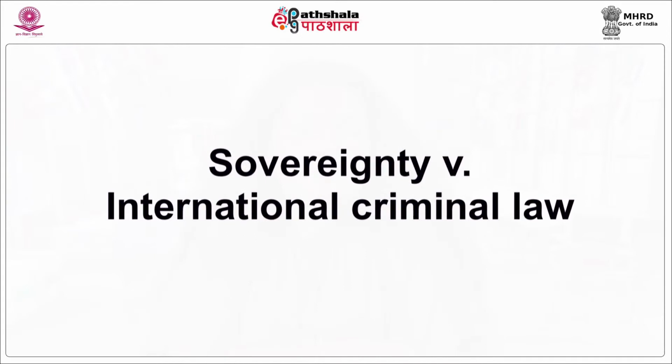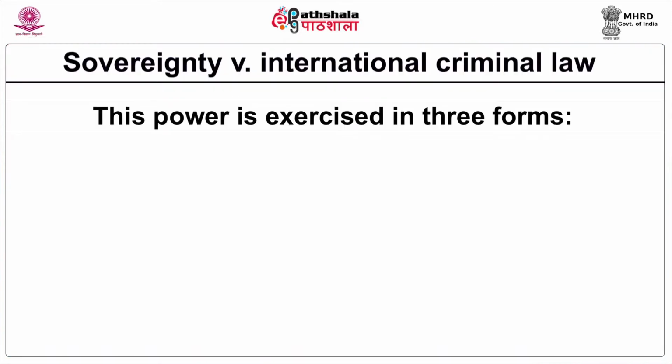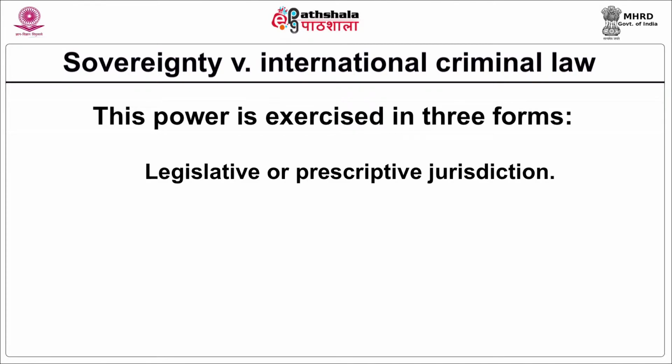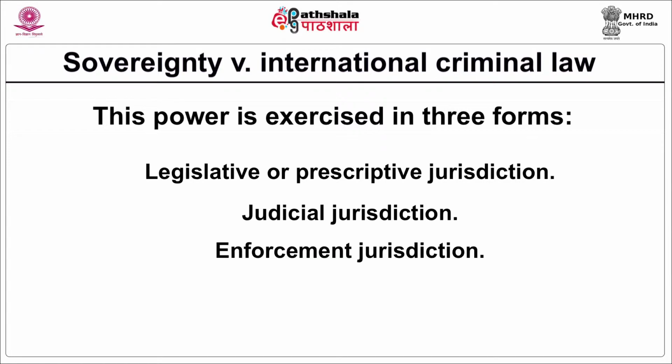Sovereignty versus international criminal law. Jurisdiction refers to the power of each state under international law to prescribe and enforce its municipal laws with regard to persons and property. This power is exercised in three forms: legislative or prescriptive jurisdiction, judicial jurisdiction, enforcement jurisdiction.